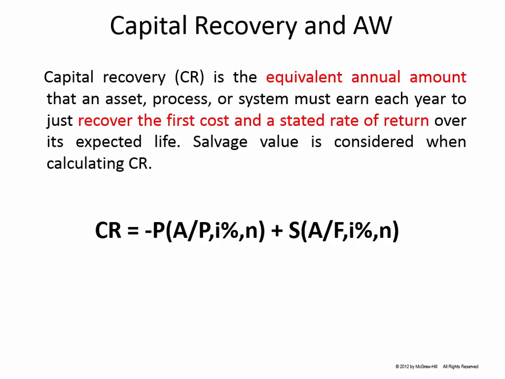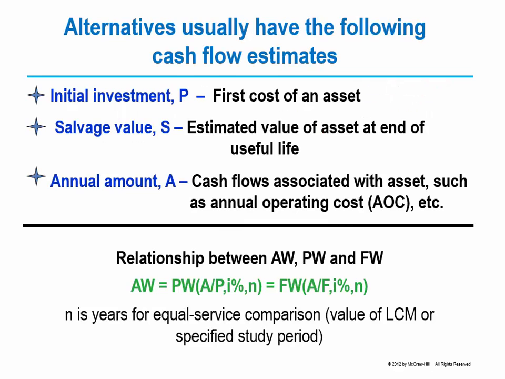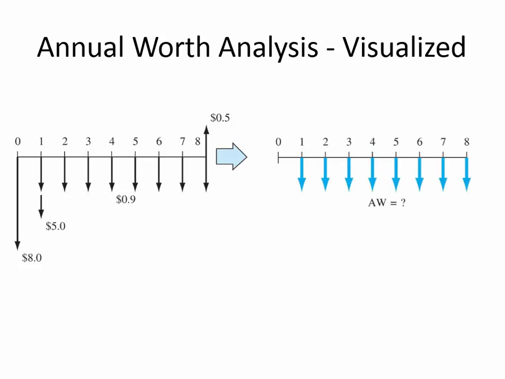Okay, in-class exercise 16 shows the first cash flow diagram that we saw, and we're going to want to find what is the annual worth of this cash flow diagram. These are amounts in millions. So you purchase an item for $8 million in year zero. It's a transmitter, like a television transmitter. There has to be some refurbishing work done in year one for $5 million. And then every year, there's operation and maintenance expenses of $0.9 million. You sell the item in year 8.